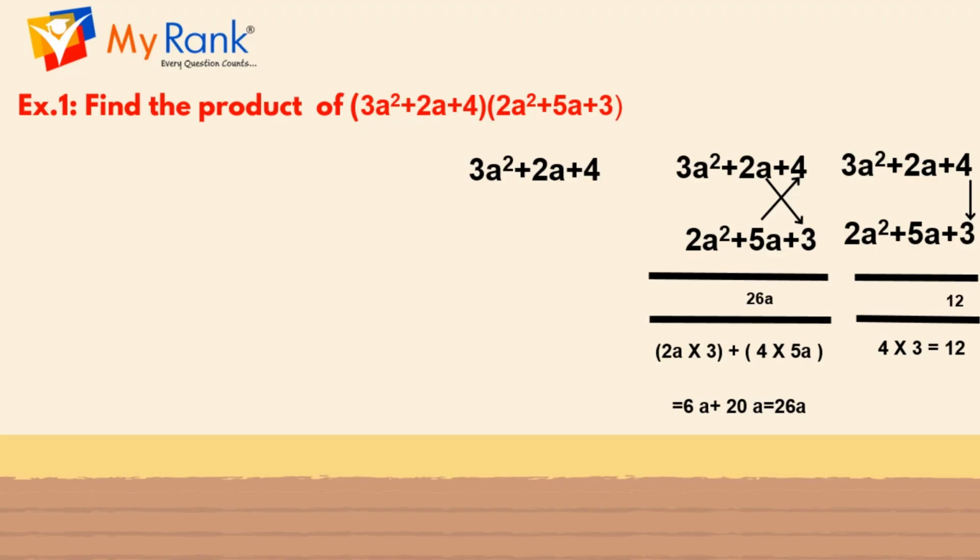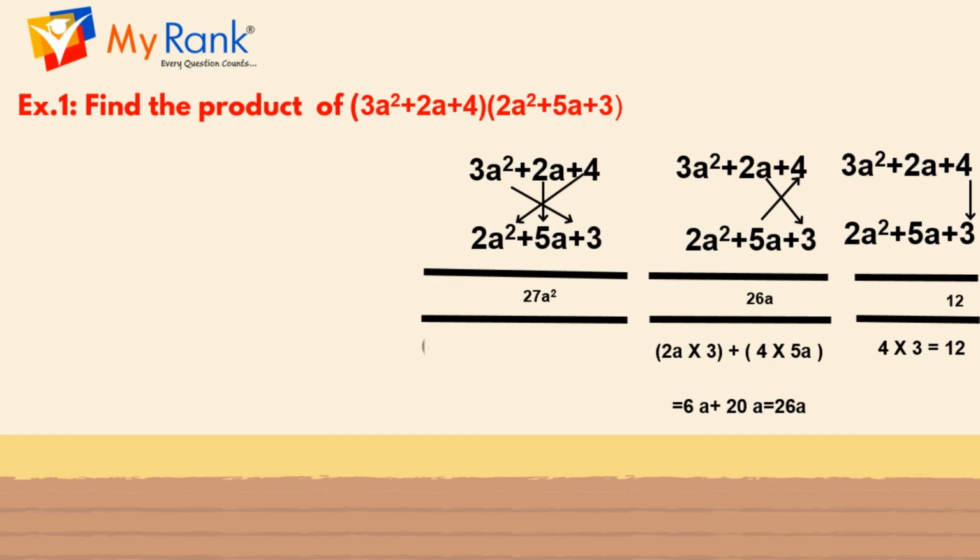Step 3. Crosswise multiplication. Multiply 3a square by 3, 2a square by 4 and 2a by 5a and add, that is 3a square into 3 plus 2a square into 4 plus 2a into 5a equal to 9a square plus 8a square plus 10a square, which equals 27a square.